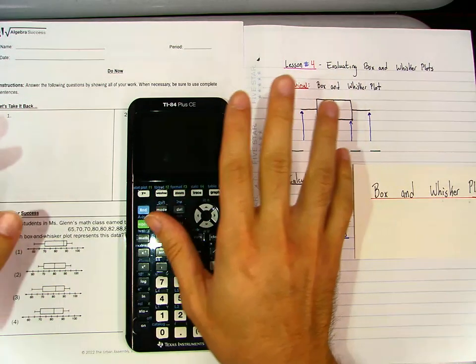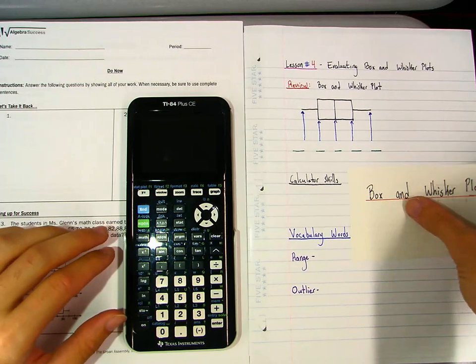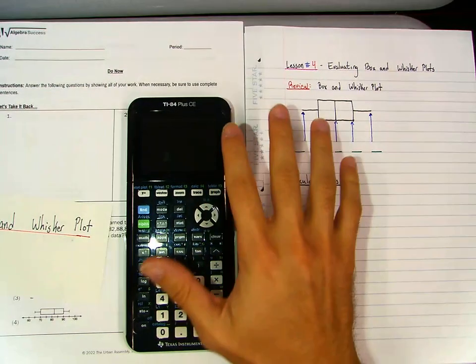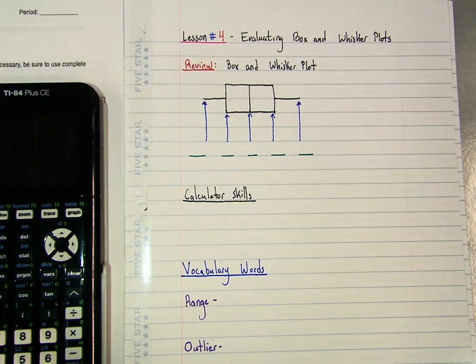So before we begin, make sure you have A, the lesson, B, your calculator, C, take a second and copy this into your notes over here. And I'll just move the camera angle over here. You could pause the video.